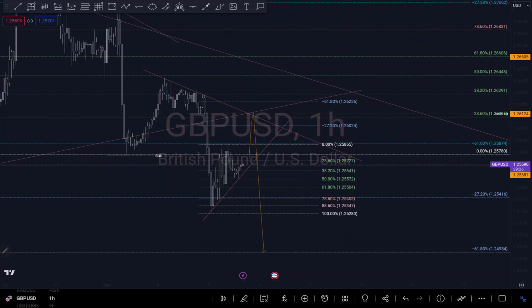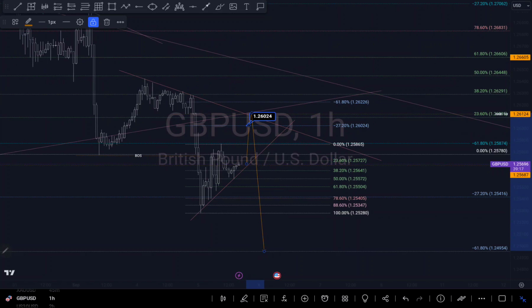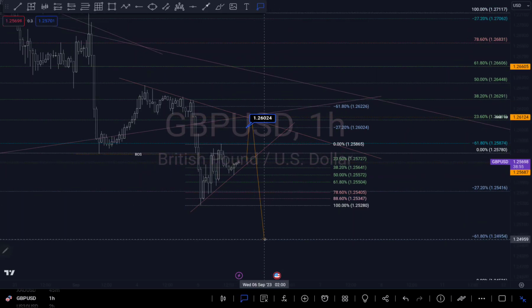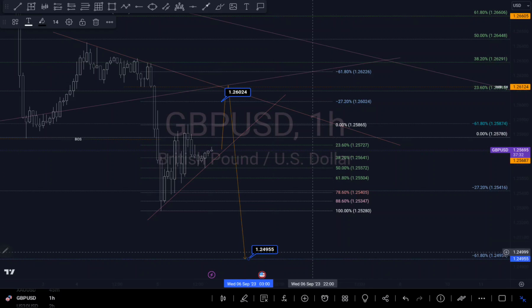So as long as we are still, let me see, maybe target here, extend this a little bit. As long as we are still below this trend line right here, I am looking for a sell. Until otherwise happens, I am looking for a sell, right? So if we are going for a sell, a continuation to the sell, my target would be right here. So target will be there.